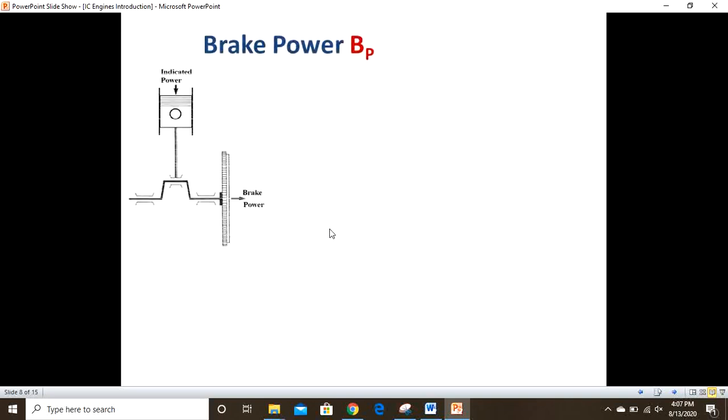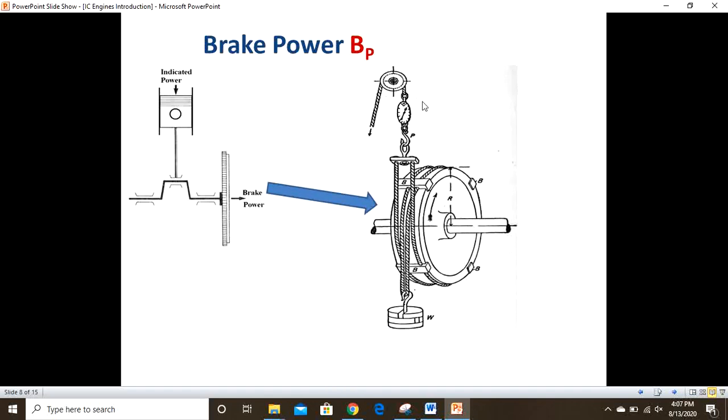Next, let us go to the other thing, that is the brake power. How will the brake power be measured? The brake power will be measured at the end of the shaft. What is the brake power? The power available at the end of the flywheel or shaft, before being given to any prime mover or any drive, is called the brake power. Therefore, the brake power can be measured by using the rope brake drum dynamometer.